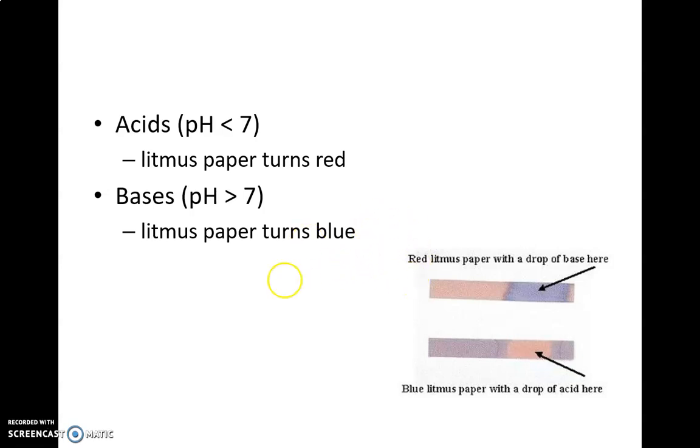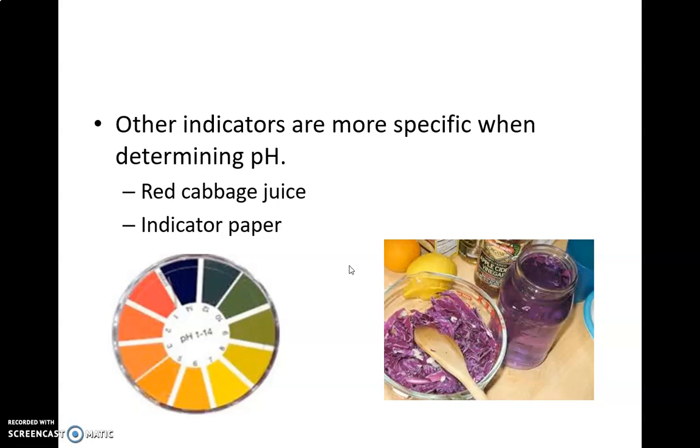Now, there are other indicators out there, and you'll learn more about those as you get into high school. But one that we'll touch on a little bit in Science 9 is called red cabbage juice, or purple cabbage juice. So what you can do is take some purple cabbage, boil it, and you can get this purple cabbage juice or red cabbage juice, whatever you want to call it. Some call it purple, some call it red. And this is actually a pH indicator. So you can put drops of this in a particular solution that you're trying to test, and the purple cabbage juice will turn that solution a different color.